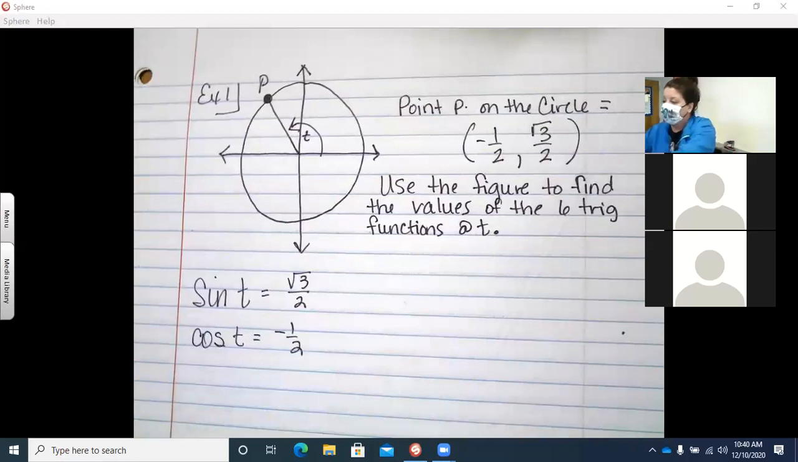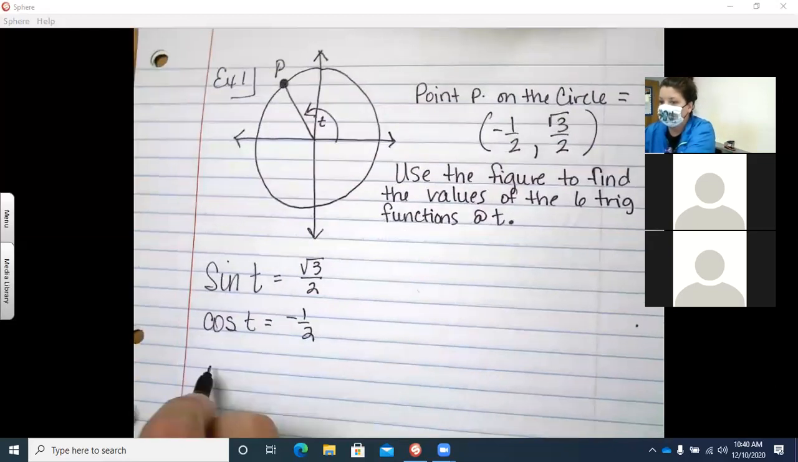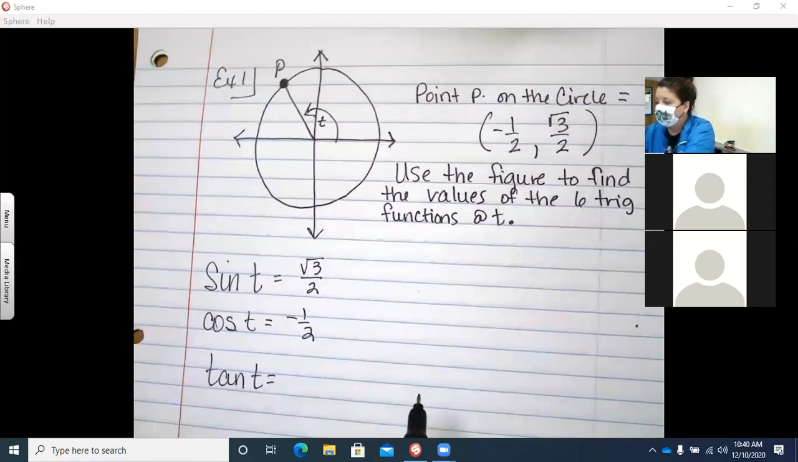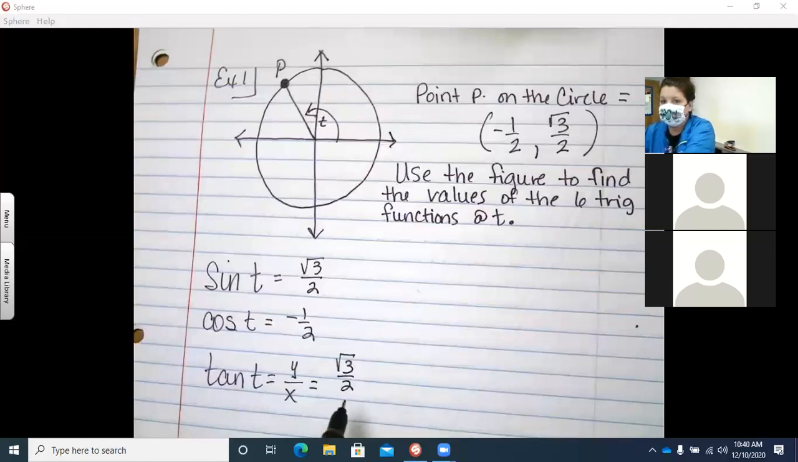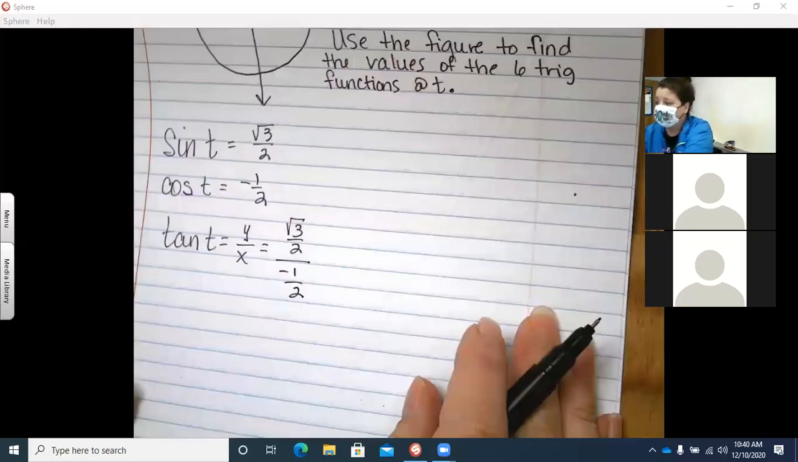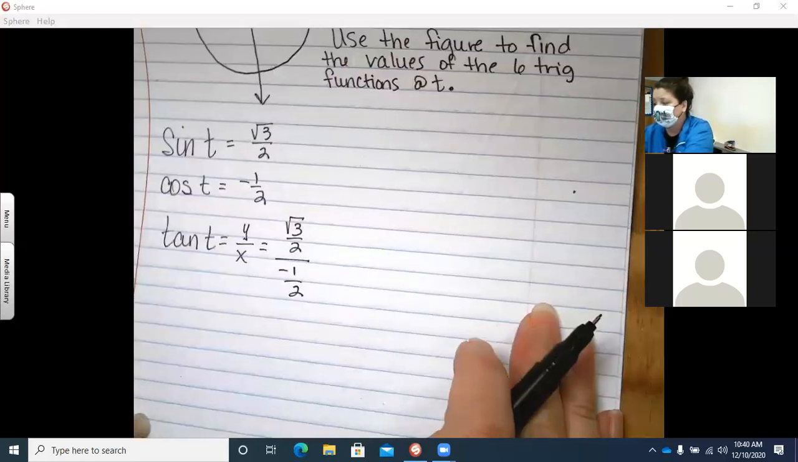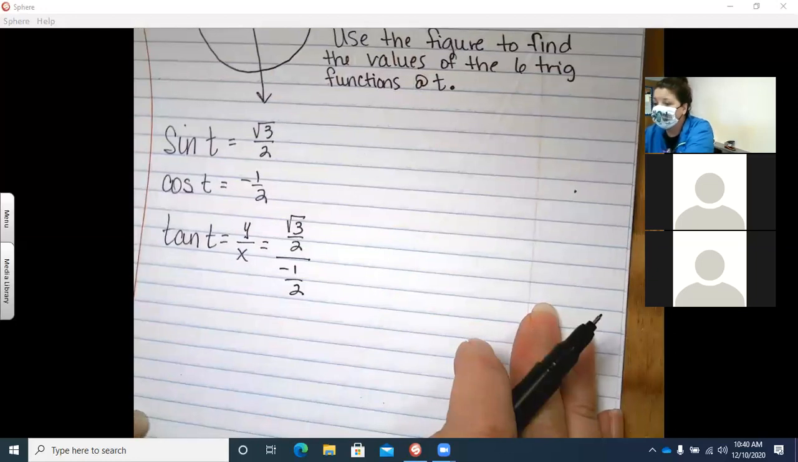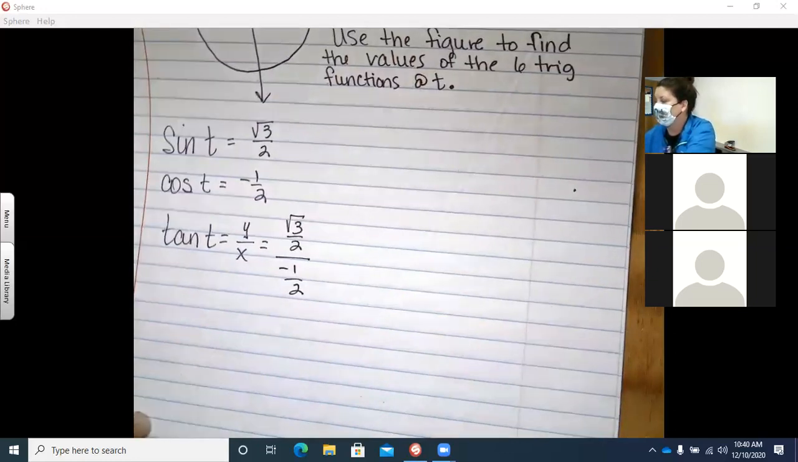So now we have to find the tangent of t. Well, we know tangent is y divided by x, right? So what would that be? The square root of 3 over 2 divided by negative 1/2. Now, do you think we're going to leave a fraction within a fraction? No, that's why I taught y'all how to simplify complex fractions. So I could rewrite this like I did the other day: square root of 3 over 2, then the division symbol, then negative 1/2, and then we could do keep change flip or whatever.